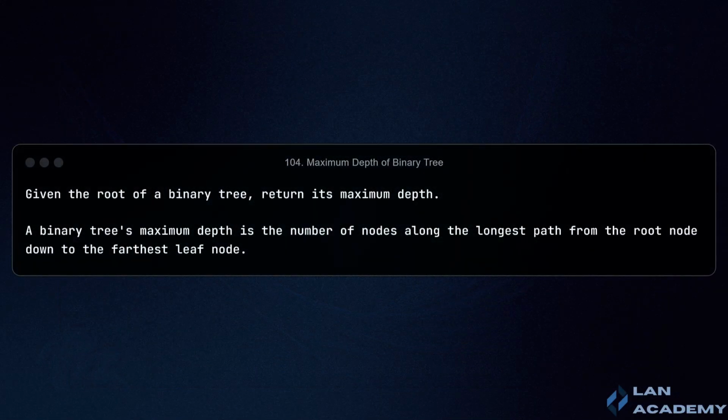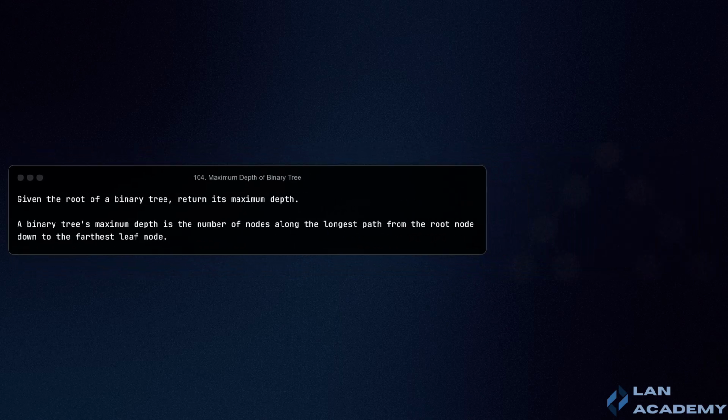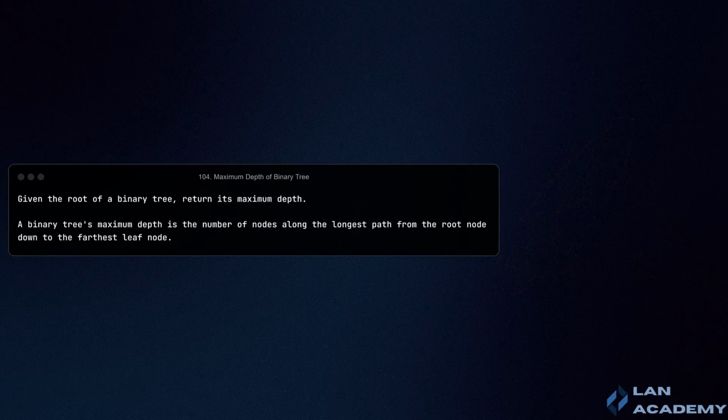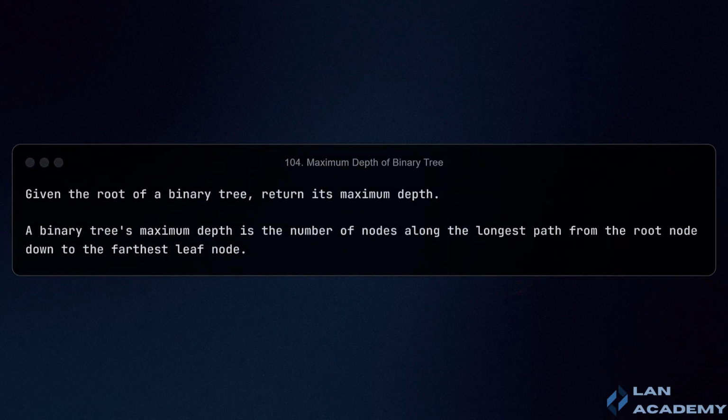In this problem, we are asked to find the maximum depth of a binary tree. The maximum depth of a binary tree is defined as the maximum number of nodes along the longest path from the root of a node to the farthest leaf of that node. In other words, we need to determine the maximum number of levels of a binary tree along the longest path from the root to the farthest leaf. That value is the maximum depth of the binary tree.